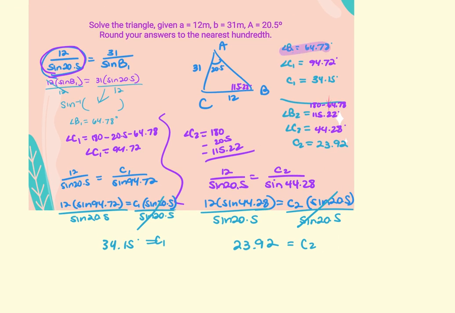So in an ambiguous case with two triangles, you're going to have 6 parts to your answers. You're going to have the angles and the sides for the first one, and you're going to have the angles and the sides for the second one. The information that's given to you is true for both triangles.